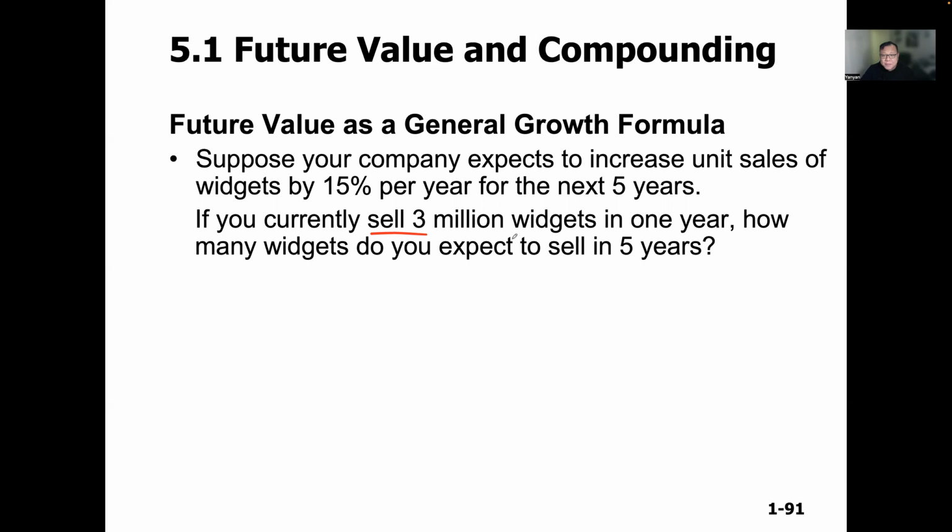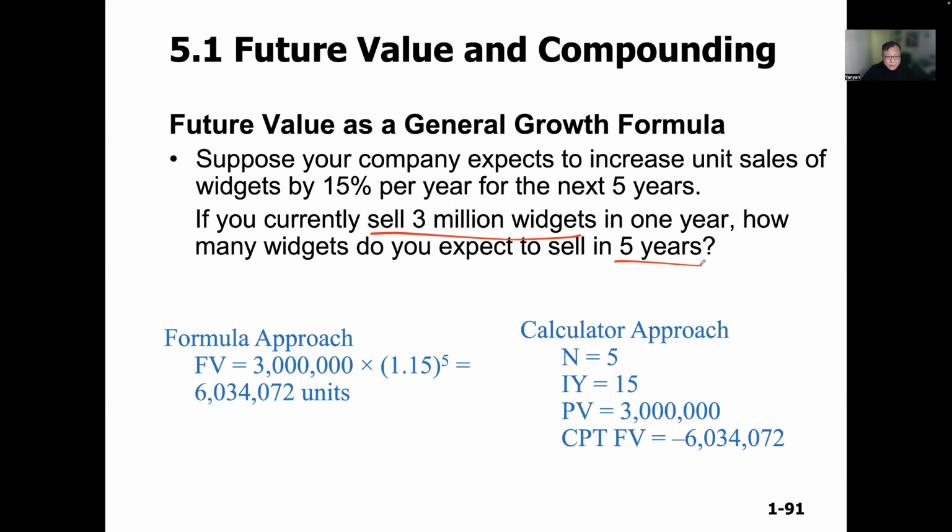Currently, the principal, they have 3 million widgets. How many widgets do they expect to sell in 5 years? Okay, so the present base is 3 million widgets. The growth rate is 15%, so that's 1.15 to the power 5 years. So you have over 6 million units. So you doubled, right? If you earn 15% for 5 years, after 5 years, you doubled your principal. That's really crazy.